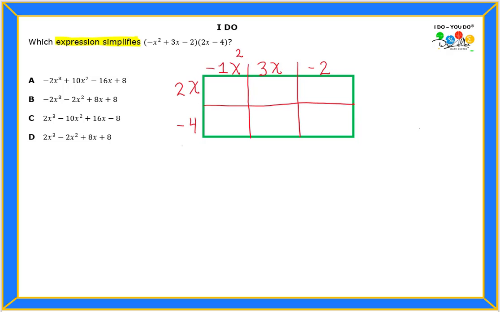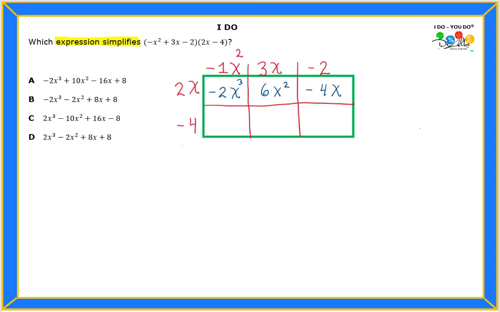Okay, so let's multiply. 2x times negative 1x squared gives me a negative 2x. And what do I do with the exponents? I add them, right? So it gives me a 3. Now I'm going to multiply 2x times 3x, right? And that gives me a 6x squared. And now I'm going to multiply 2x times negative 2, and that gives me a negative 4x. And we're done with the first row, right? Let's go to the next one.